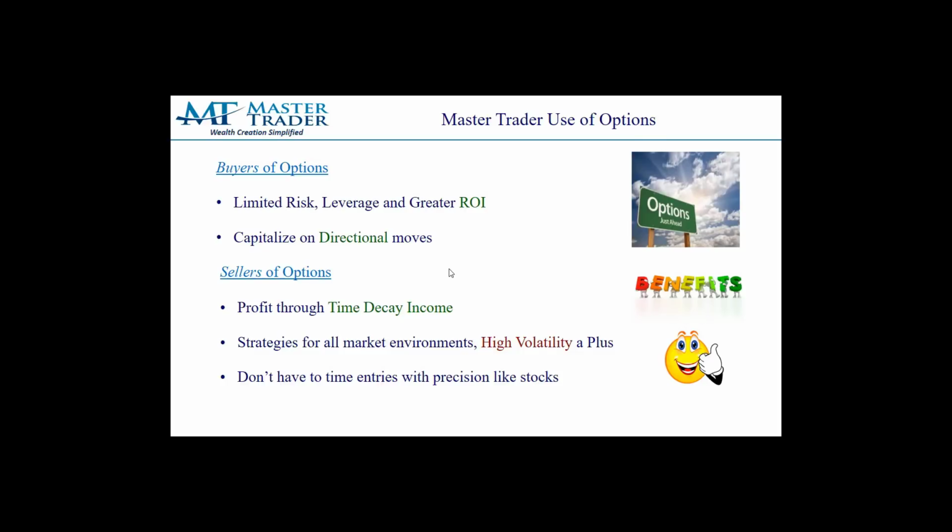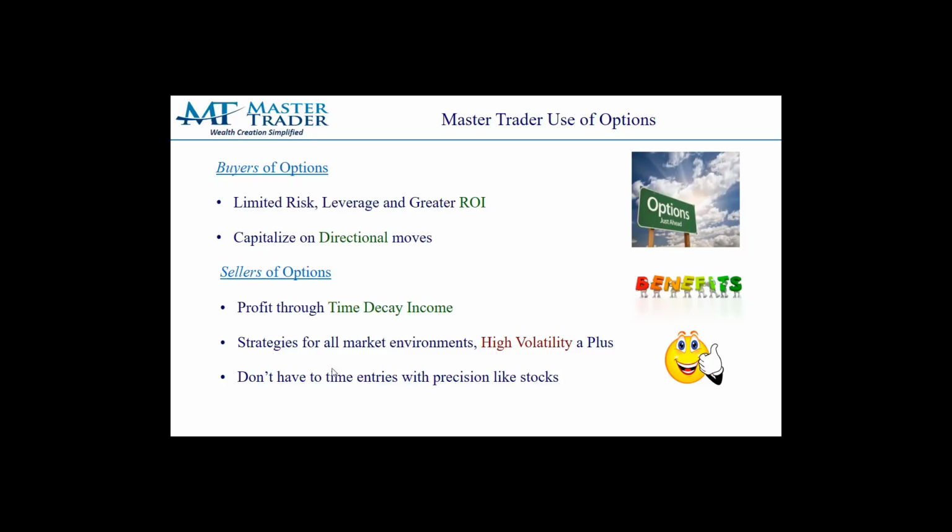Sellers of options, though, is our specialty, and that's what we're going to be showing you today: selling options on short-term instruments. We profit through time decay, which I'll show you more in a moment. But the beauty of selling options is we can do these strategies in all market environments: choppy, ugly, uptrend, downtrend. And we love high volatility because we get paid more for the trade.